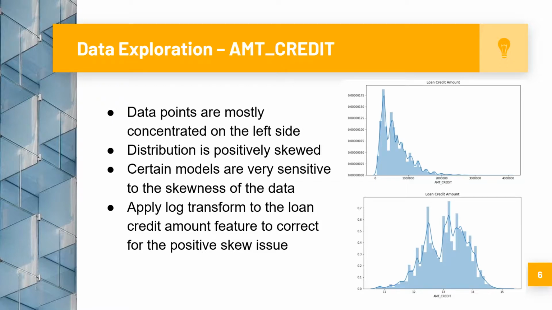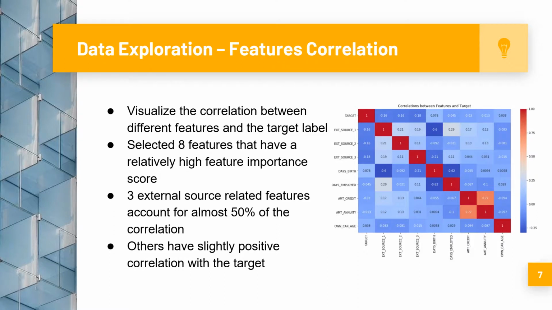The correlation heat map allows us to visualize the correlation between different features and the target label. In this case, we have selected 8 out of a few hundred features that have a pretty high feature importance score based on the LightGBM model. We can see that the 3 external source related features have the strongest negative correlation with the target, and the sum of the 3 features accounts for almost 50% of the correlation.